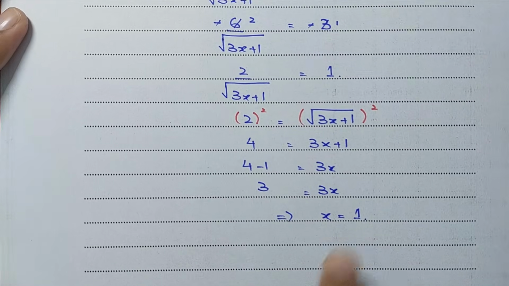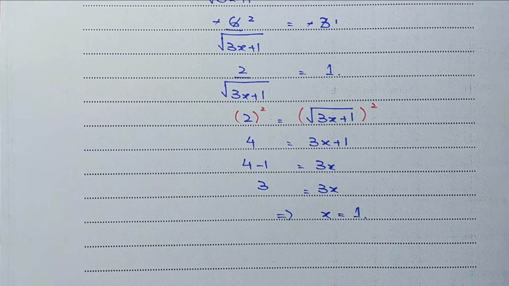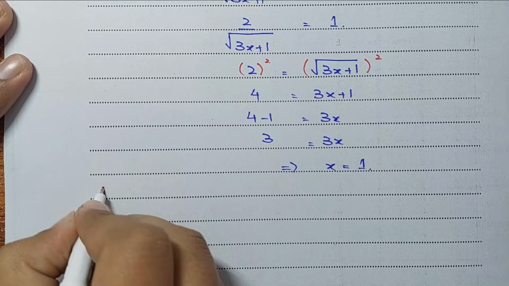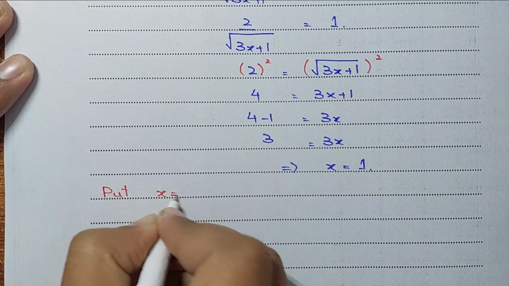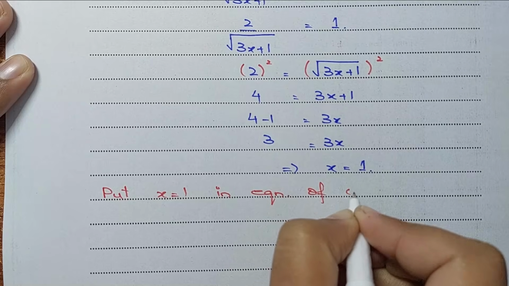So when the x coordinate is done, we need to figure out the y coordinate by plugging the x value into the equation of curve. This is the equation of curve I'm plugging into here. So here we can say put x equals 1 in the equation of curve to get the y coordinate.